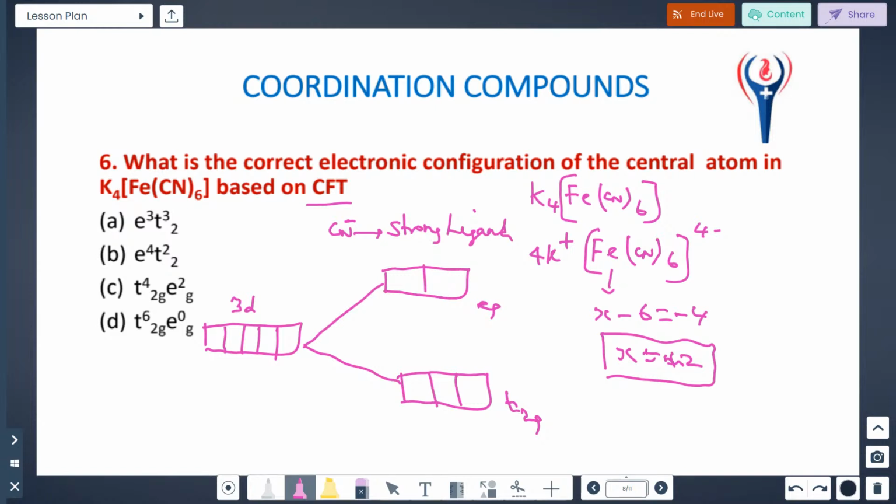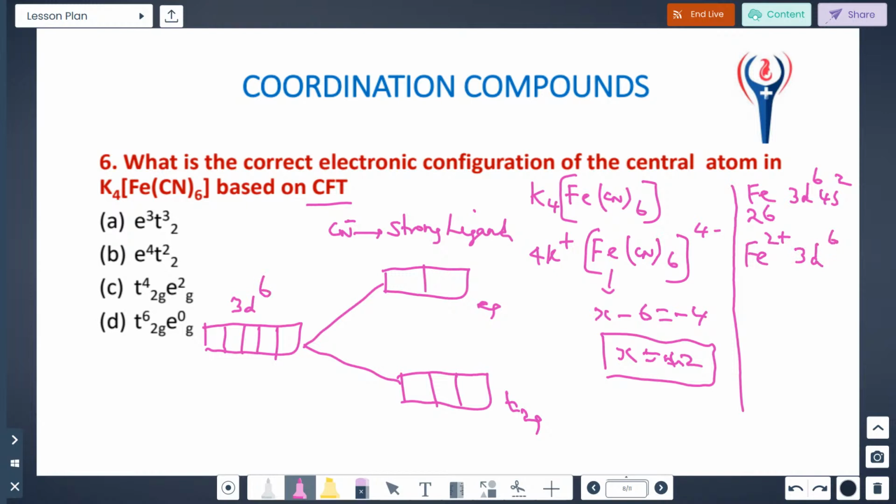Then one more thing you should remember: Fe. Tell me the atomic number of Fe. In all the sums we need the atomic number; without it we cannot do anything. The atomic number of iron is 26, so it ends with 3d6 4s2. But in this complex, Fe is 2 plus, which means loss of 2 electrons. So we have 3d6 only, and I put that 3d6 here.